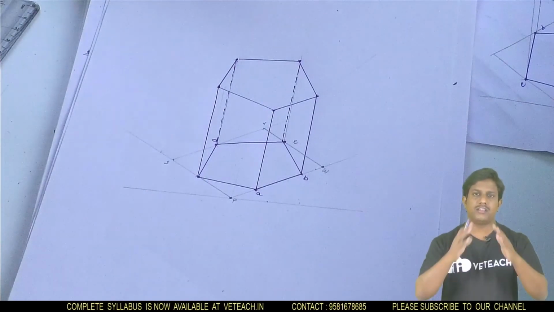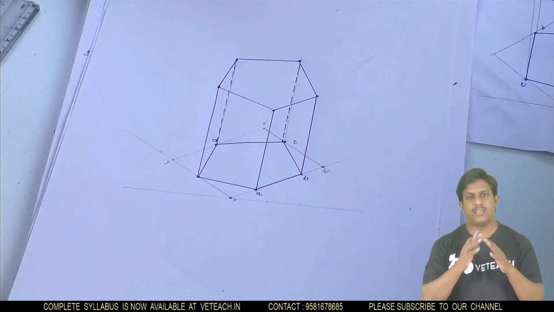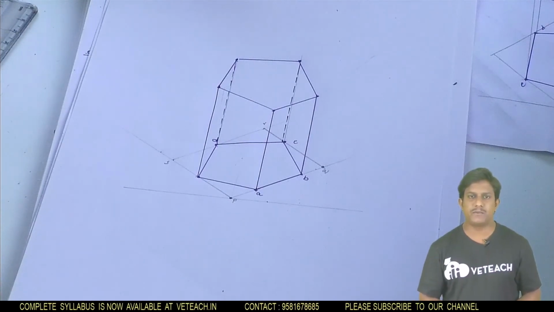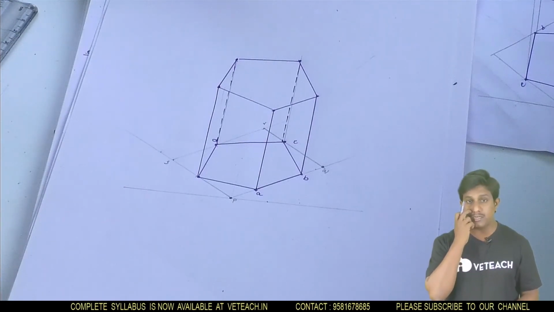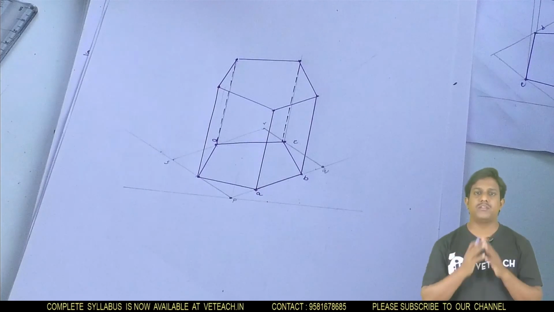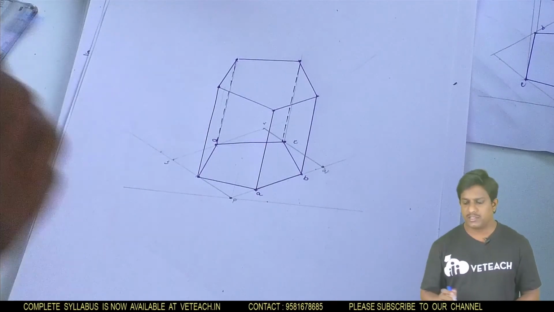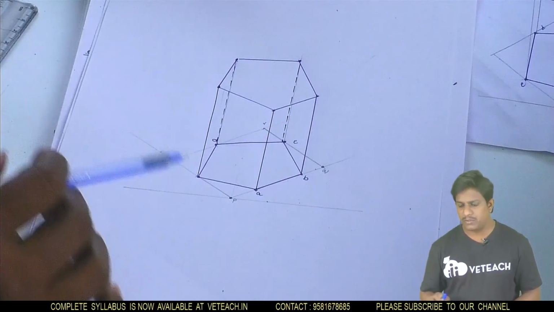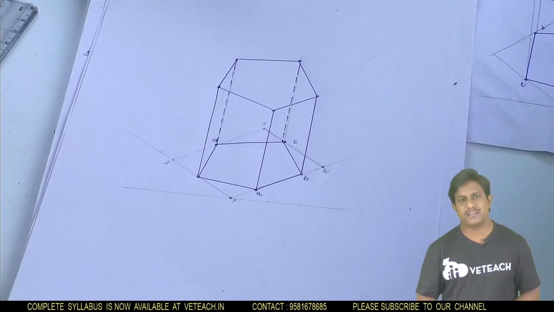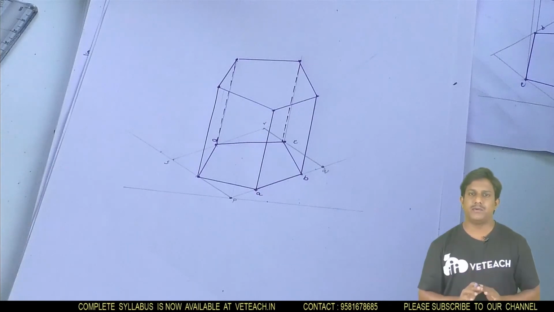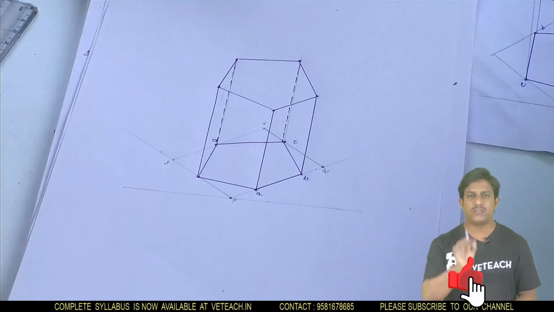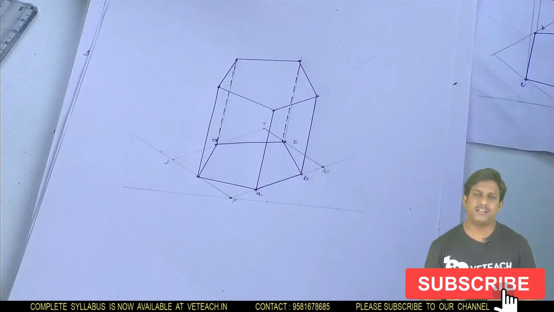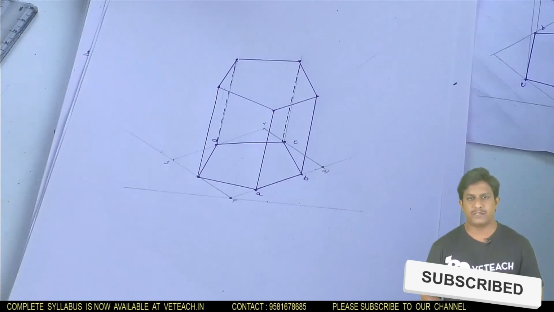Join all the points to the apex point. Why? Because for a pyramid there will be a single point, that is the apex. We need to join all the points to the apex point. Then you will get a pentagonal pyramid. For a prism shape, you need to draw the axis line for each and every point, but for the pyramids you need to draw only a single axis line and join all the points to the apex point.